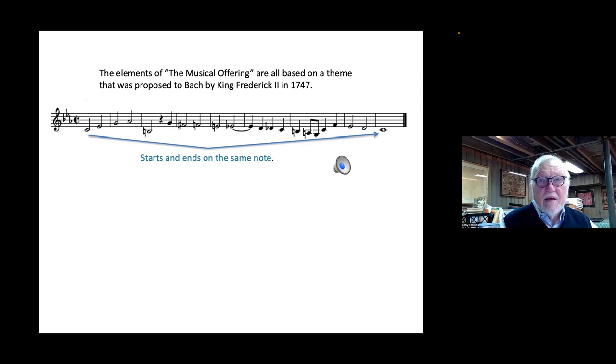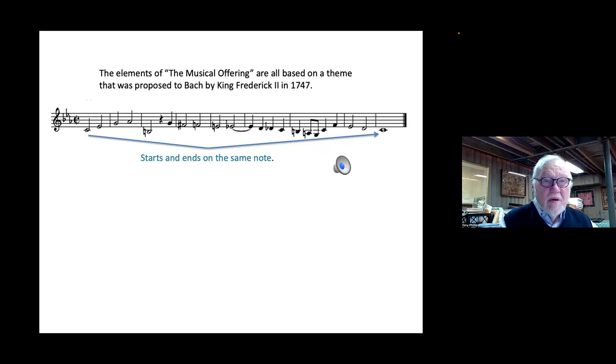Kind of an interesting, unusual theme, but he said, "Okay, Bach, improvise." And according to the newspaper reports at the time, he sat down and he improvised a three-part fugue, or ricercare, also called, on this theme, to the amazement of the king and the witnessing nobility that were standing around watching this.